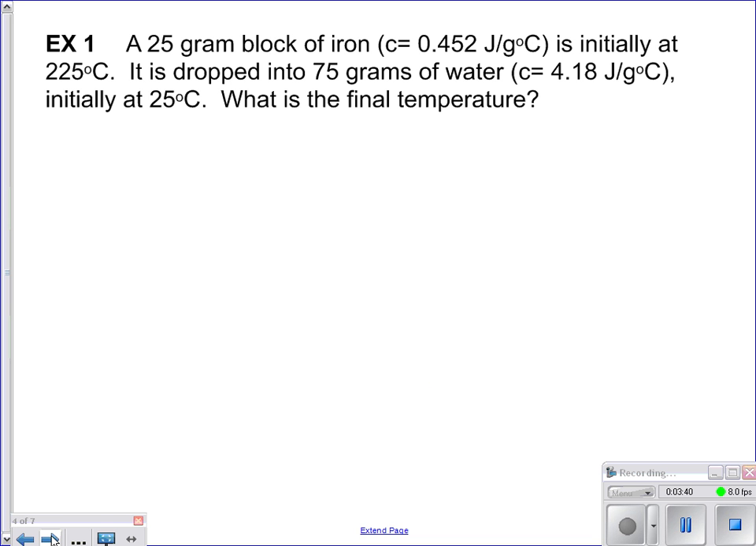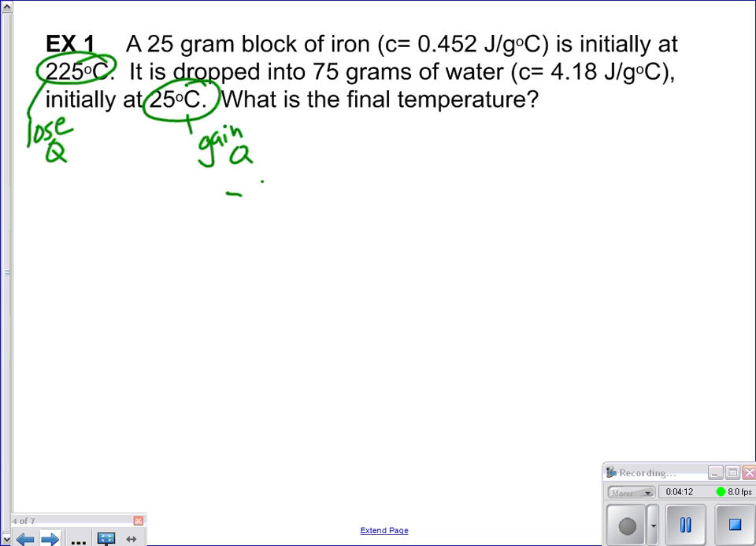So, first example. Here we start with 25 grams of iron, and we're told the specific heat value, and it's initially at 225 degrees Celsius, so that's pretty warm. It's dropped into 75 grams of water that's initially at 25 degrees Celsius, so that's much colder. Here we can see what happens. This is going to need to lose energy. This is going to need to gain energy.